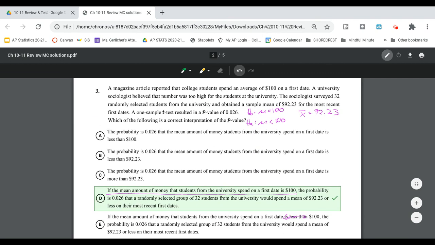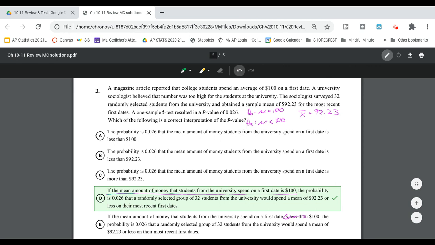For number 3, I wrote out the Ho and the Ha there, and 92.23 is our X bar. So we want to know what the p-value means. When you interpret the p-value, there's a very important first sentence: it's assuming the Ho is true. It's the probability of getting your sample, or even more extreme than your sample. So those first 3 are missing that important first sentence of assuming the Ho is true.